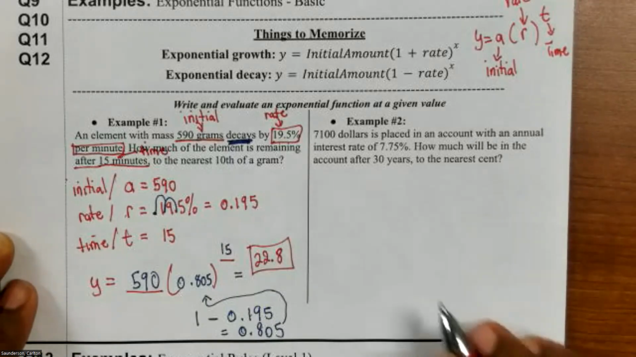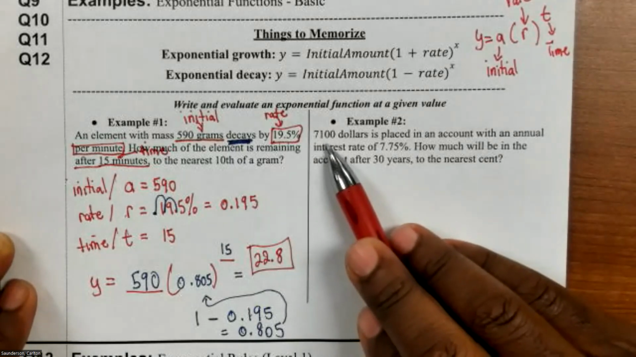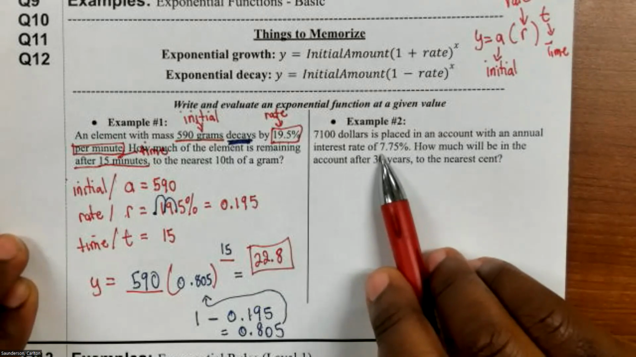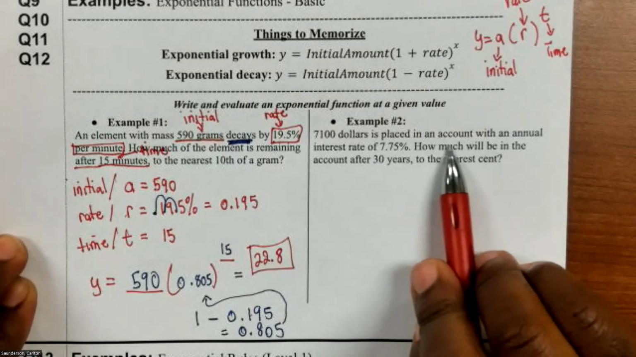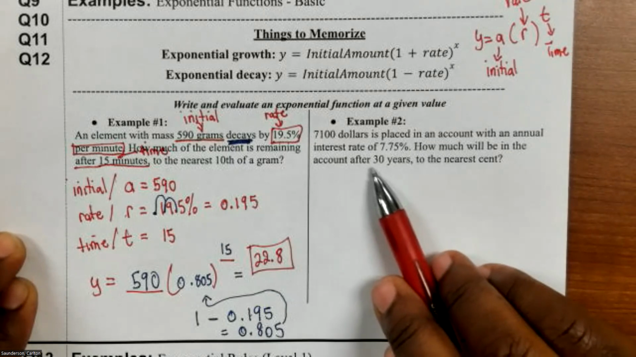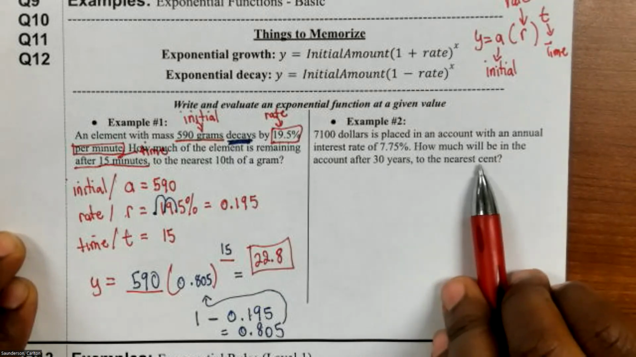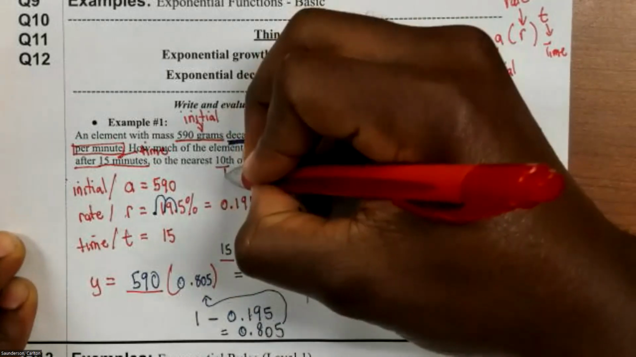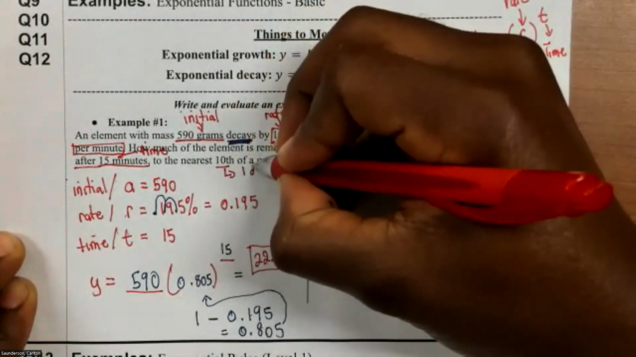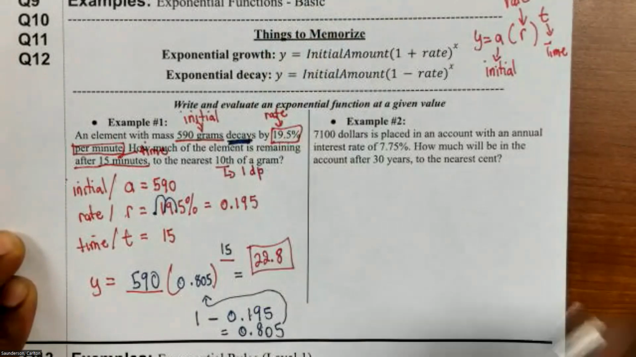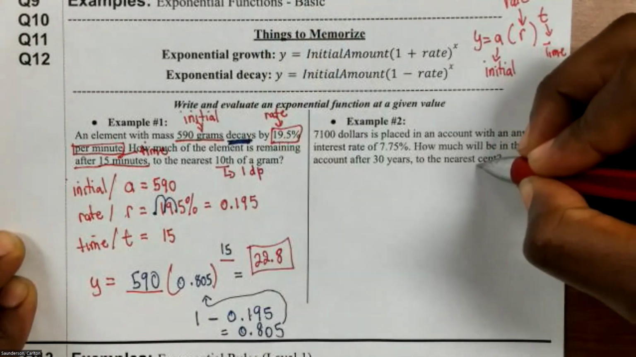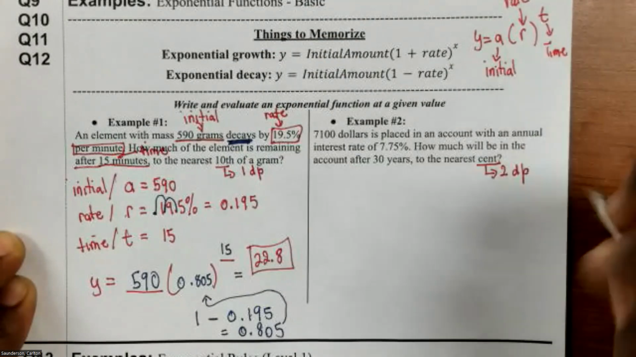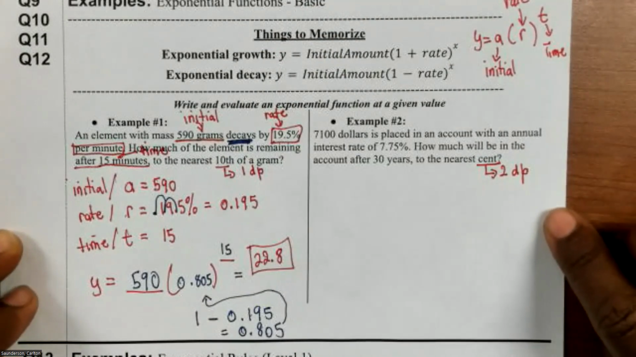So let's do the next question. It says $7,100 is placed in an account with an annual interest rate of 7.75%. How much will be in the account after 30 years to the nearest cent? Nearest tenth was 1 decimal place. Nearest cent, however, is 2 decimal places, so make sure you know the difference.